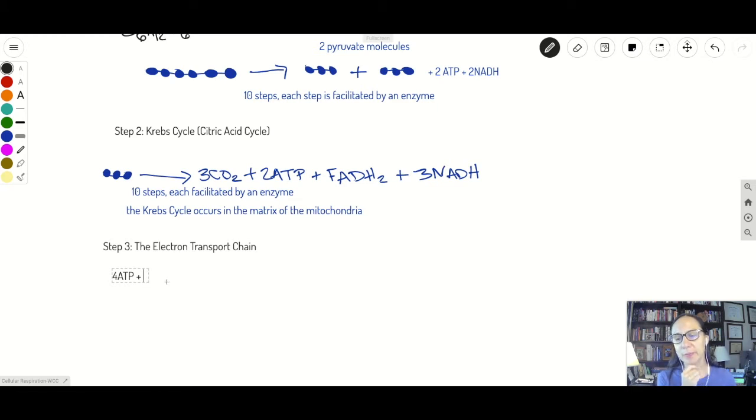So, okay, I got to back up here. I'm sorry. So this is for one pyruvate. And so we have two pyruvate. So all these numbers are going to double. Okay. So we're going to end up with 6. So I'm going to write this here. Okay. We're going to have 2 pyruvate.